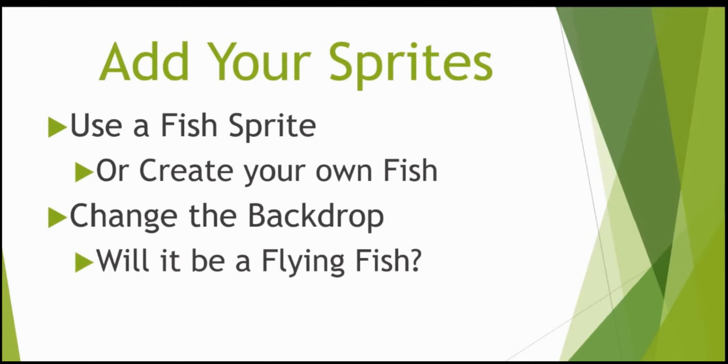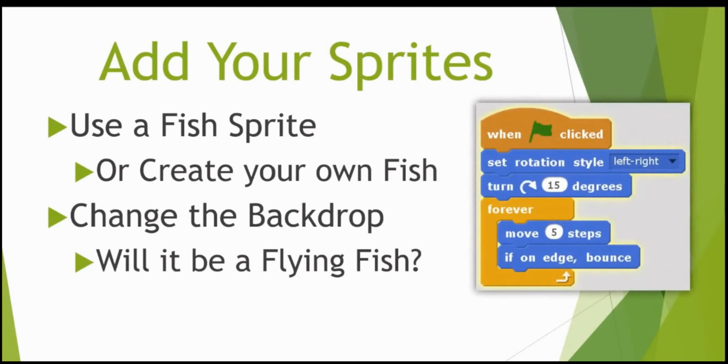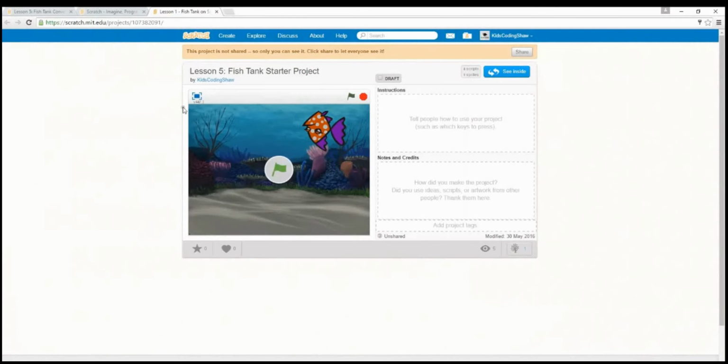So let's have a look at the first bit of code we're going to be doing. And it should look a little bit familiar to you guys because it's the exact same code we used in the first lesson. Here we have our set rotation style left to right. We're going to be turning 15 degrees at the start and then forever moving across the screen, and if we touch the edge, then we'll bounce. So that's fine, and that's okay to do. Let's have a look at doing that first of all.